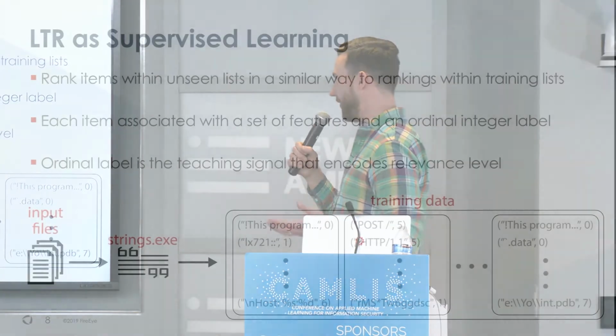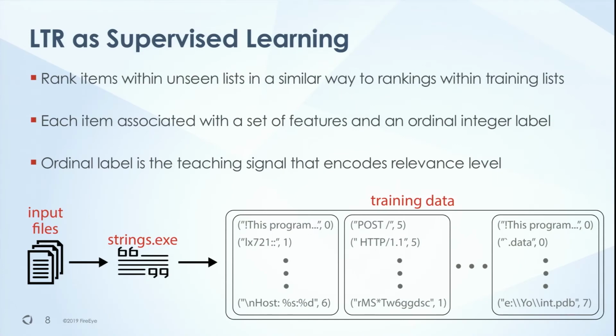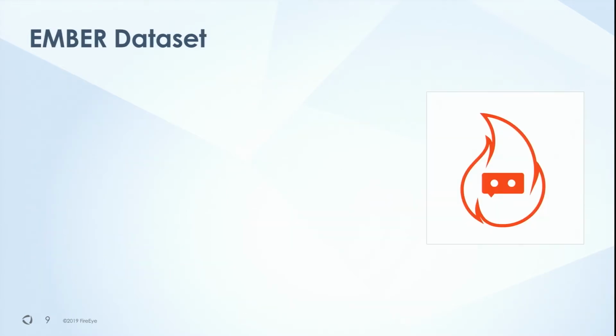And so this is going to be the teaching signal that encodes the relevance label. And we're going to have n many of these string outputs, and each one might have a varying number of individual strings contained within them. Okay, great. So what data are we going to use?